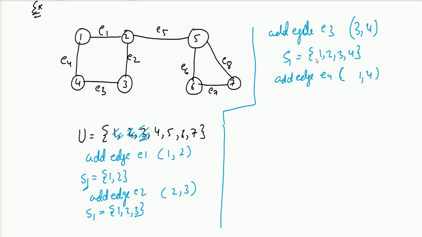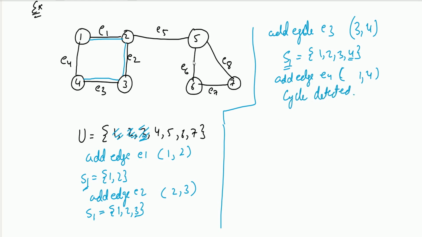Now I'll do find 1. Find 1 will give us S1. Find 4 will give us S1. Now adding edge 1 and 4 will create a cycle. So we have selected this edge, and this edge. We cannot select this edge. If we select this edge, it will create a cycle. Okay. So here we can say cycle detected.